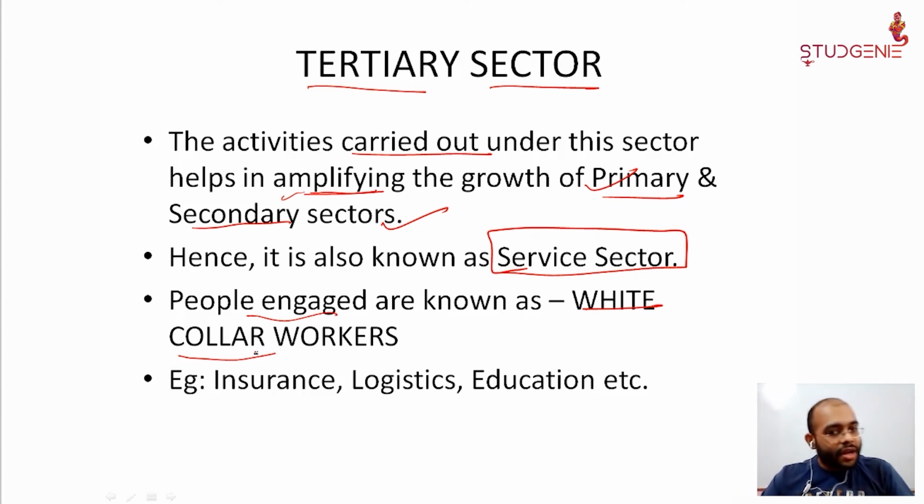So we saw red collar workers, blue collar workers, and white collar workers. What are the sectors? Insurance, logistics, education. What do I provide? I provide a service. Am I producing something? Would I be considered under the manufacturing sector? No, I cannot be considered under the secondary sector. I am providing a service, an intangible good. So education would be considered under the tertiary sector.